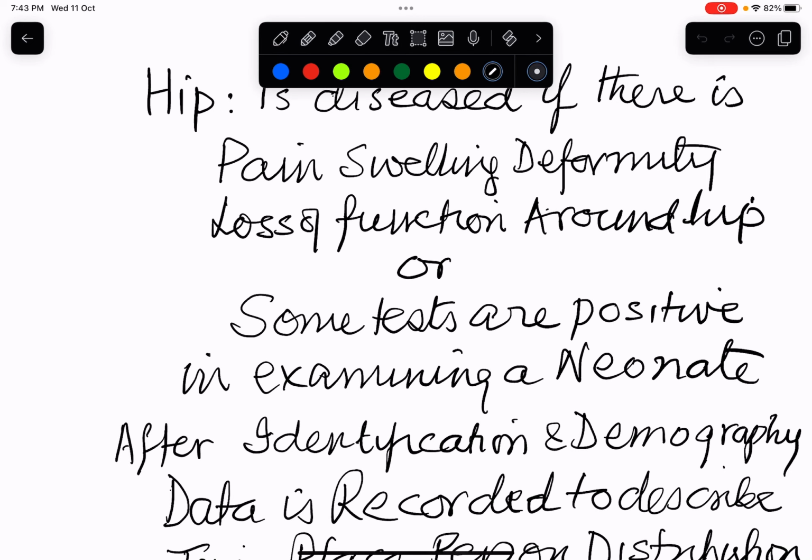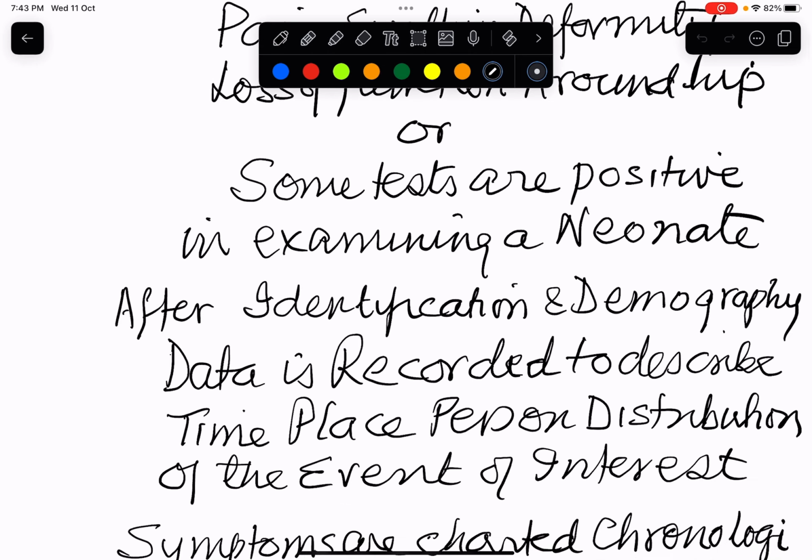But hip problem is also detected when you do a neonatal examination. In a neonate, if there is a widening of the pelvis, the trochanter is prominent, or you can feel the bony head in the gluteal region, then you suspect congenital dislocation of the hip.